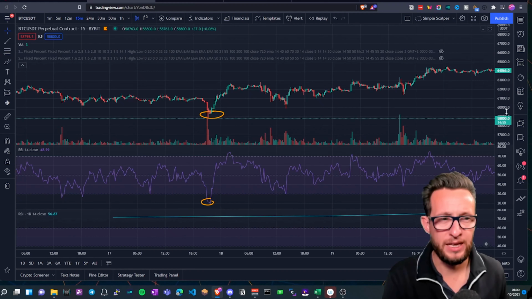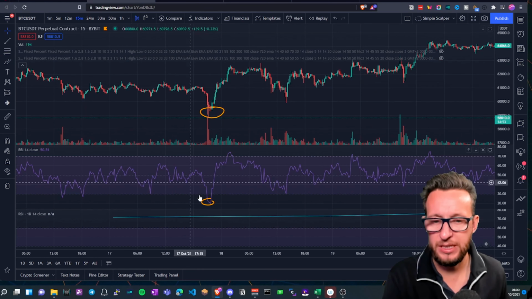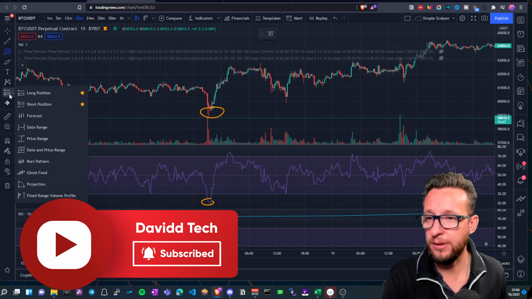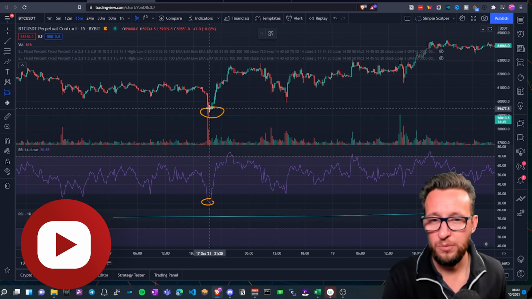Okay, so that way you can see that area. Right, okay, so we'd actually get in around this area here as it becomes lower. And we'd actually add a long position on one of these bars here.